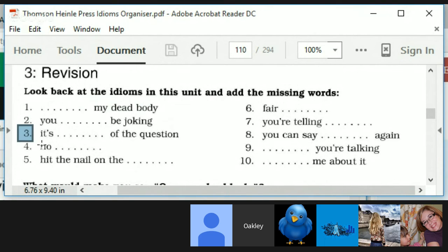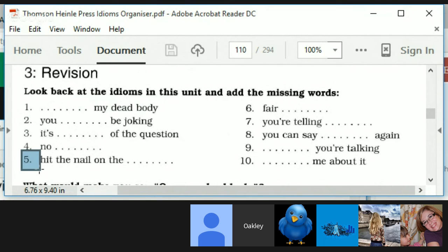Number 3, Roberto. Is out of the question. Okay. Not going to happen. Out of the question. Okay. Total denial. And number 4, no what? No way. No way. Okay. Also denial.